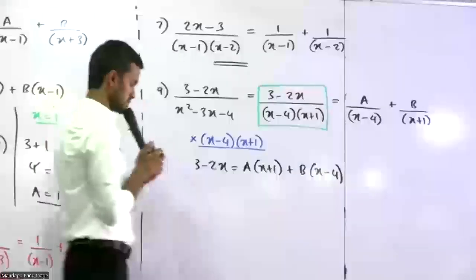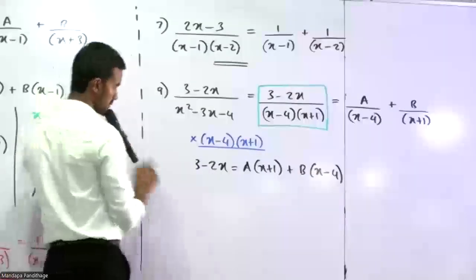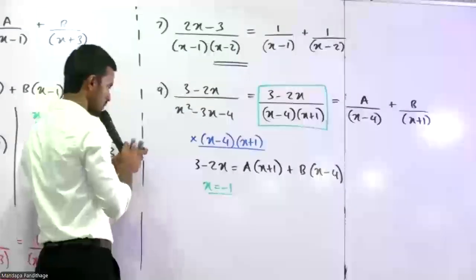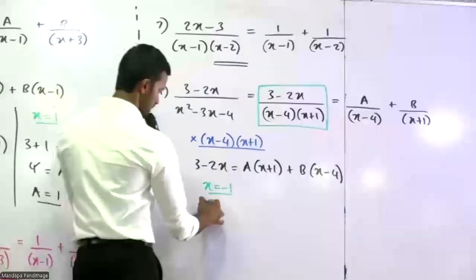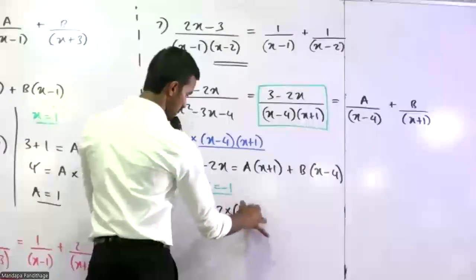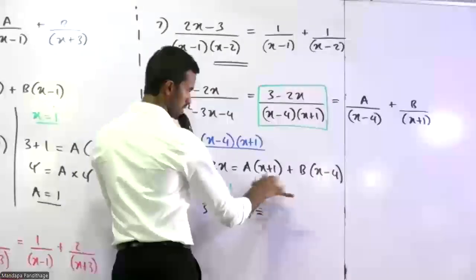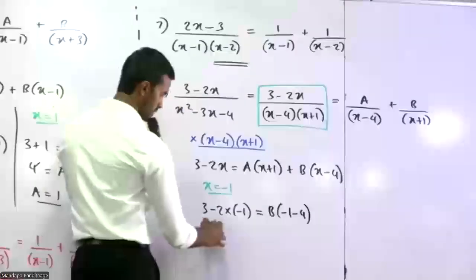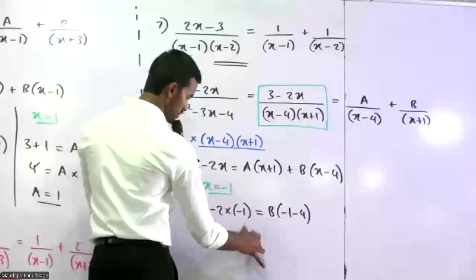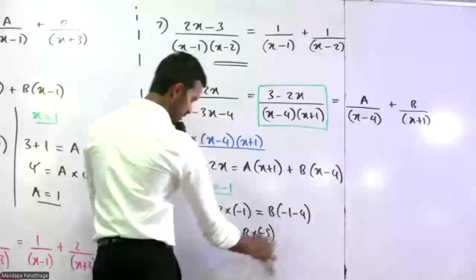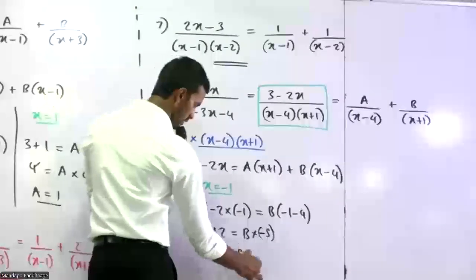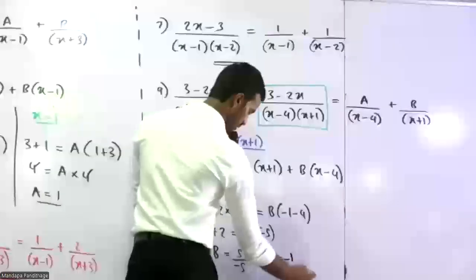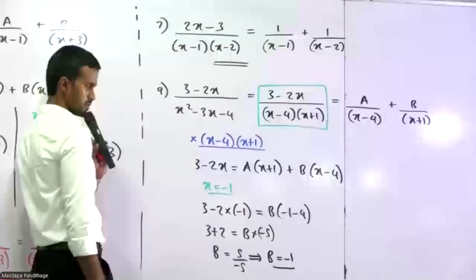So substitute x equals minus 1 to make this 0. It's 3 minus 2 into minus 1. This becomes 0, then only write this one. It's minus 1 minus 4, clear? So when you simplify, you get 3 plus 2, which is equal to b into minus 5. B is equal to 5 over minus 5. So b is equal to minus 1, clear?